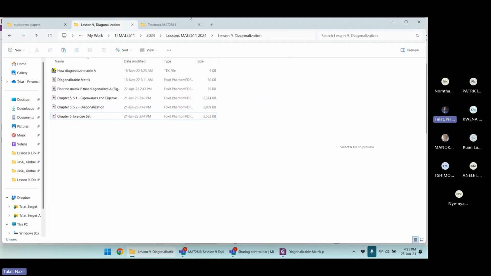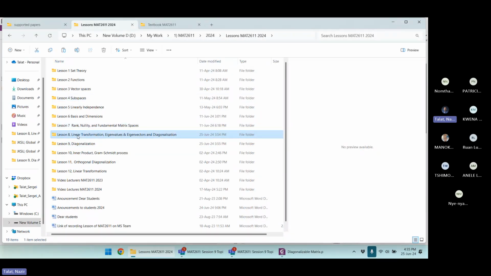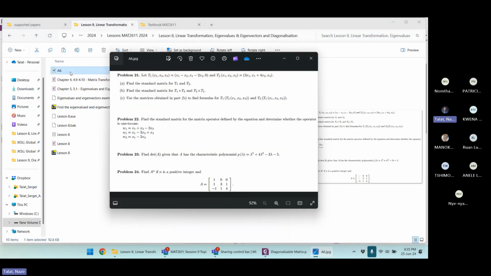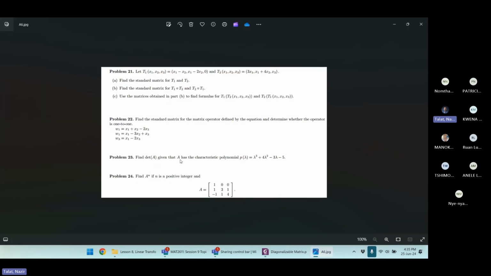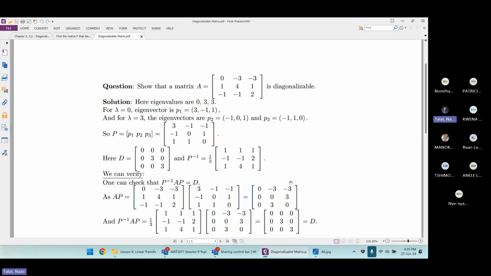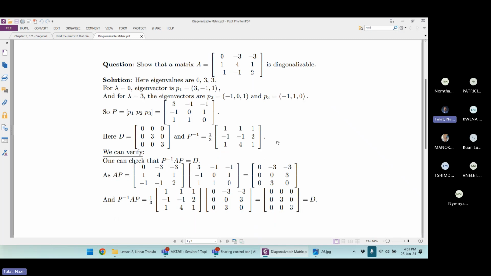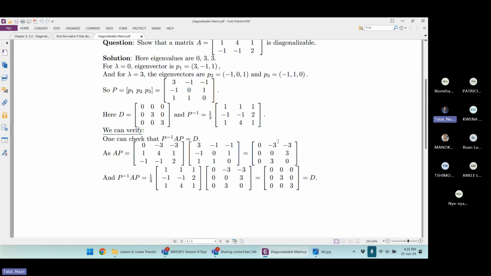So this is the topic, and if you look at some of its problems, like here, there is one simple solution to problem number 24: find A to the power n, where n is any positive integer and A is the matrix. You need to find its eigenvalues and eigenvectors. This is also the simple way. When the eigenvalues are available, then with the help of eigenvalues, we can find its eigenvectors, and then from those eigenvectors, we can find A.